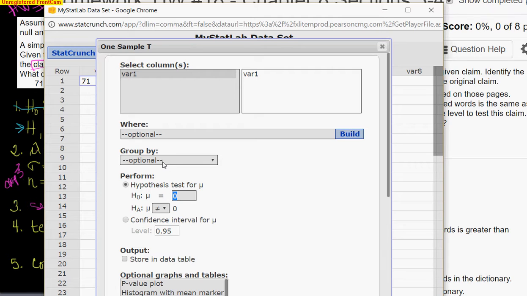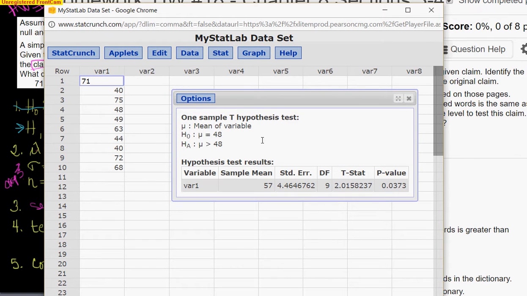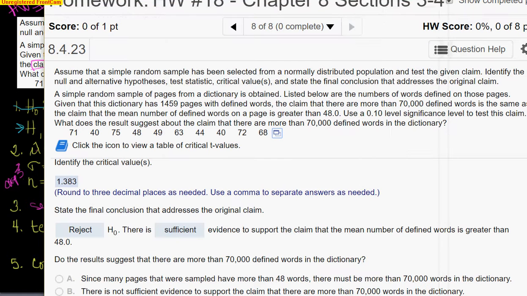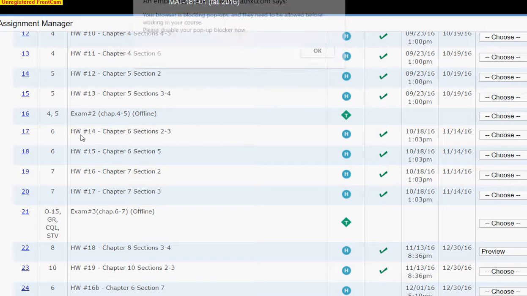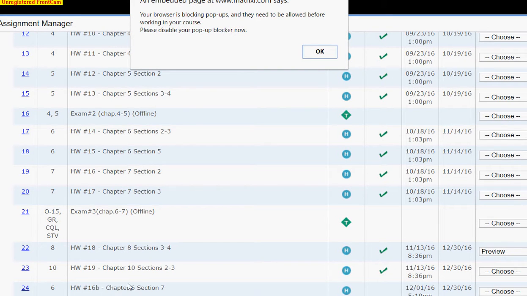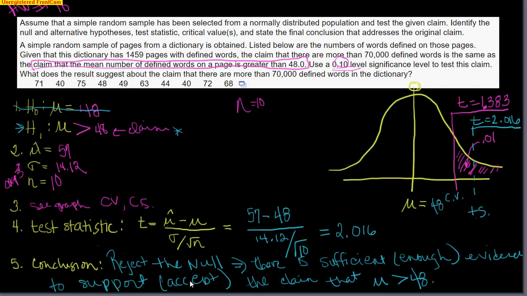Our null hypothesis was that the mean number of words on a page is 48. And the alternative to that, which was the claim, is that it was actually greater than 48. We'll go ahead and compute it, and sure enough, there's that test statistic that we calculated by hand, 2.0158. We rounded up. Okay, so again, especially when we get into problems where you have tons and tons of data, you're going to want to be able to use technology. Okay, all right. Let's go ahead and work on those problems. You can do it.